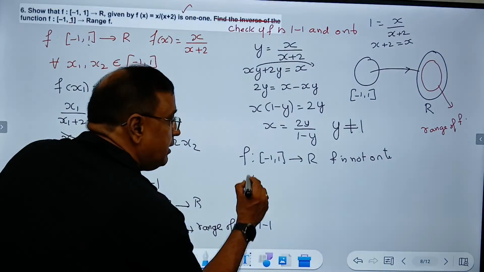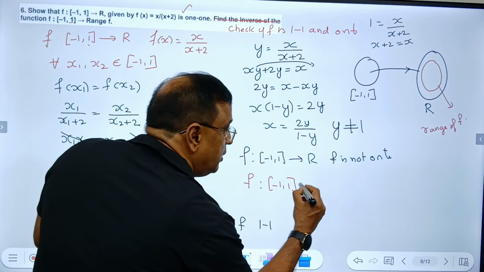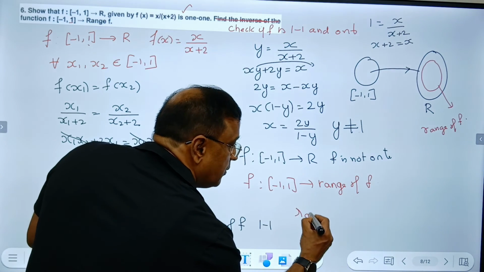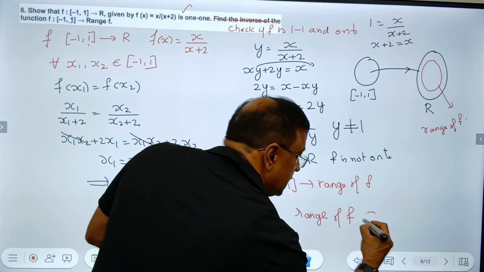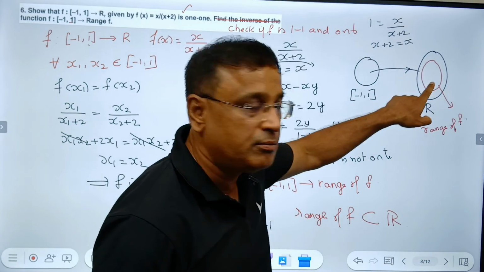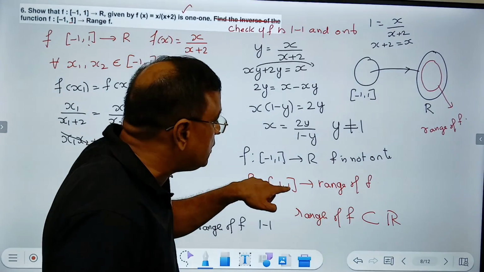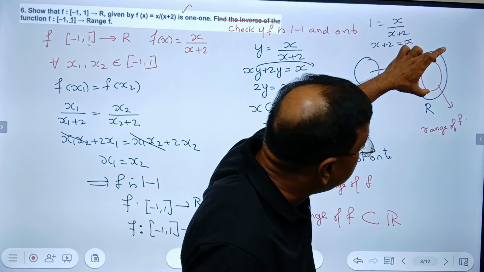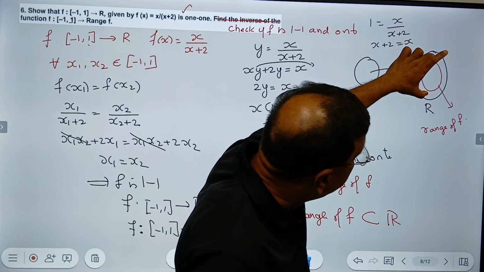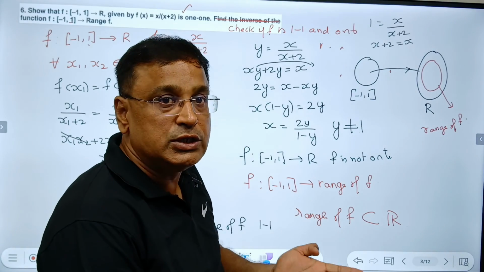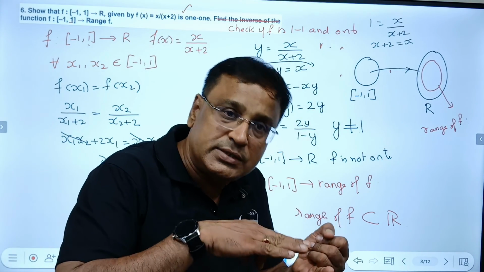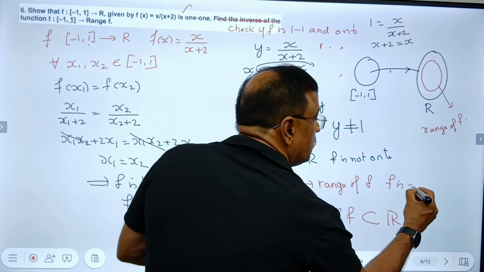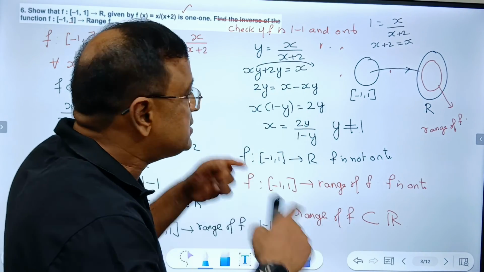So now f is from minus 1 comma 1 to the range of f. Range of f is in the real numbers. It's a subset. That means every element inside this set will have a pre-image. So codomain equal to range. Here my codomain is range of f, and my range is also range of f. Therefore, f is onto. Please understand, again it's a little confusing.